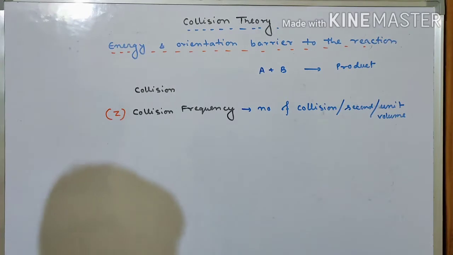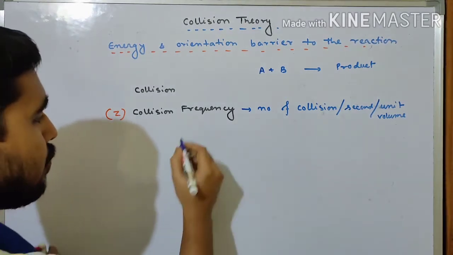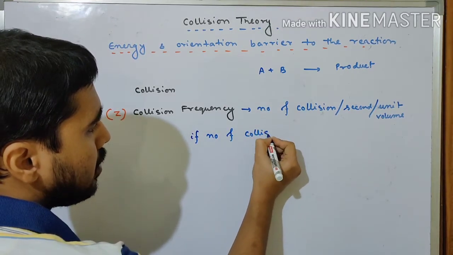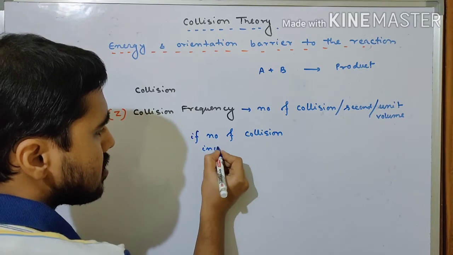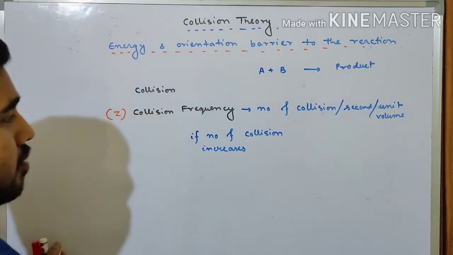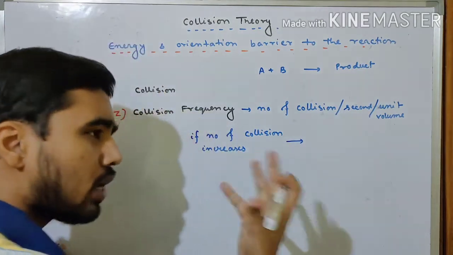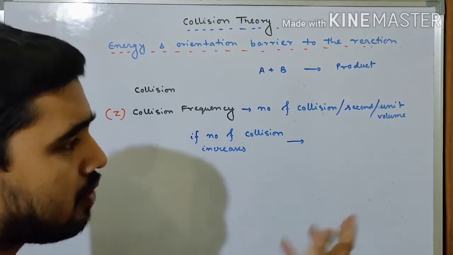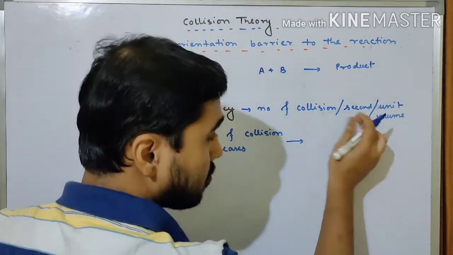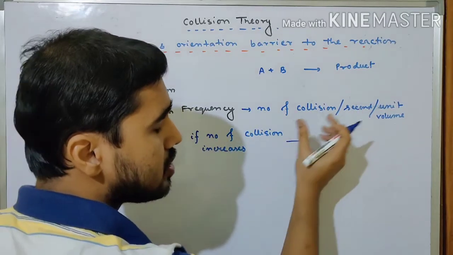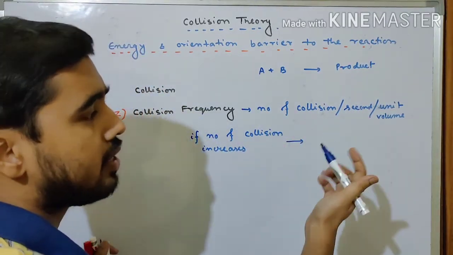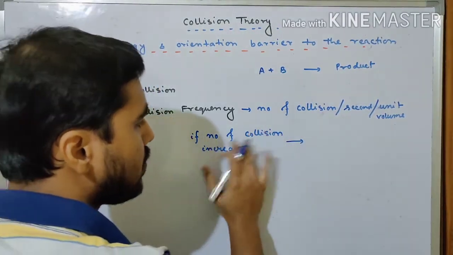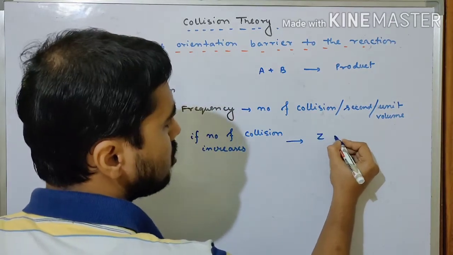So in collision frequency, it is quite obvious that if the number of collisions increases, then obviously the chances of the molecules to come in contact with each other will also increase. Suppose earlier it was 10, now it is 100. So per second per unit volume, the collision frequency automatically will increase. So if the number of collisions increases, Z also increases.